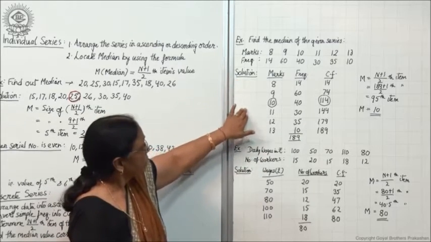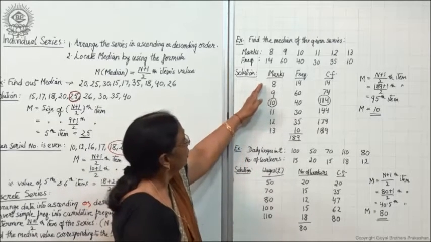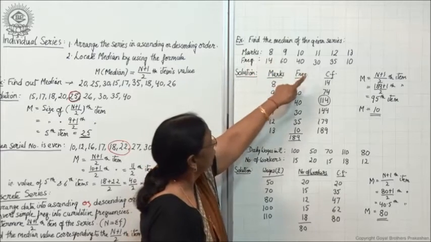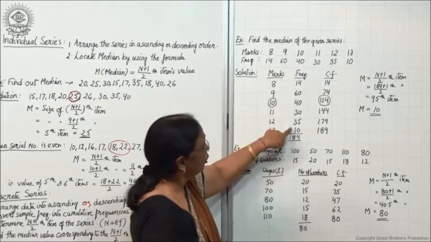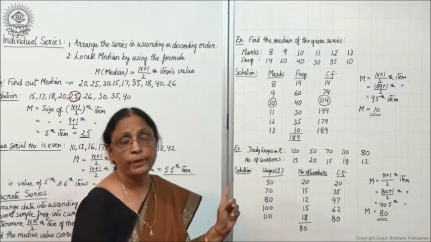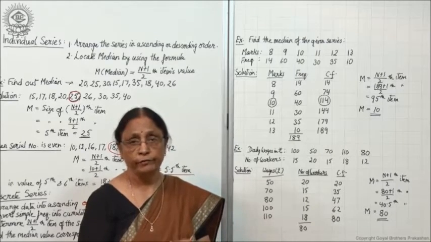Now see what is the way to find out the median. First you will copy down the data, the first column, marks, in the same order, and the frequency in the same order. Now as I told you earlier, the second step is to convert the simple frequency into cumulative frequency.